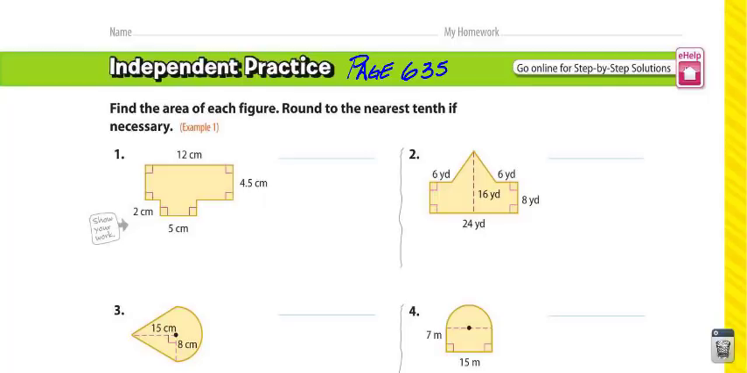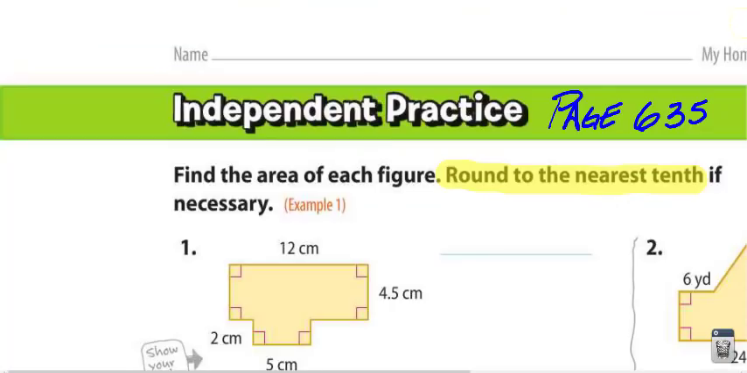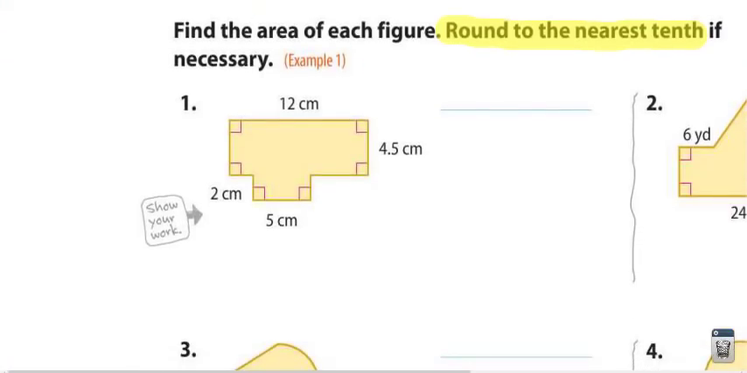Okay, here we go. We're going to correct the homework you had last night. Before we get started on the correction itself, let's make this note. All of our answers are going to be rounded to the nearest tenth if necessary. So let's zoom in on problem number 1 and take a look at how we would solve that problem.